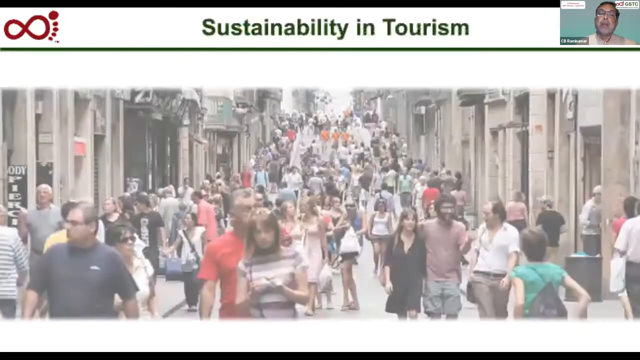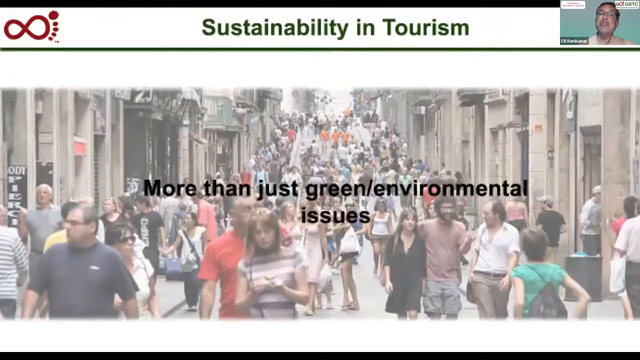Now, let's get into what we mean by sustainability. Traditionally, the discussion on sustainability unfortunately centered around just green and environmental issues.